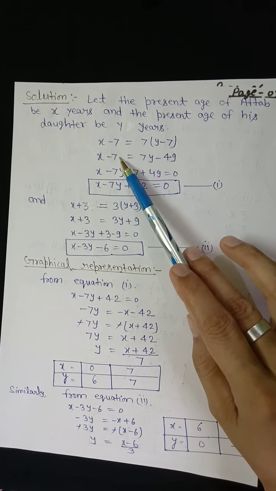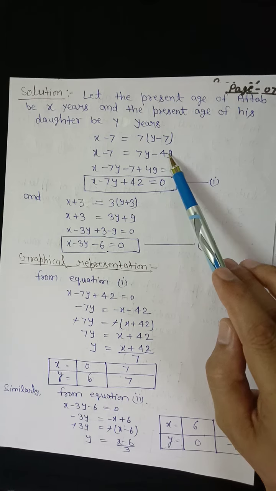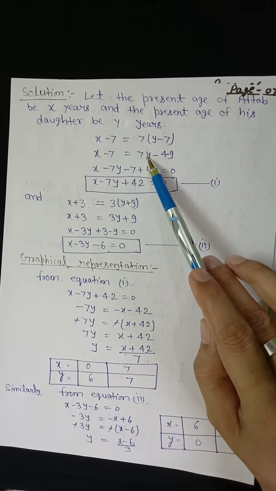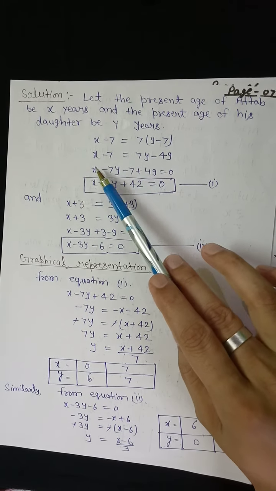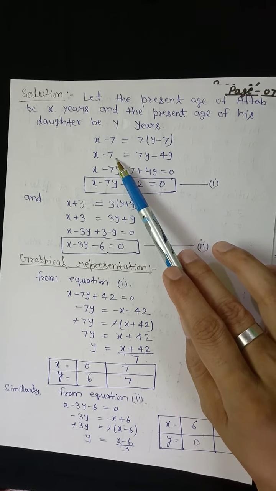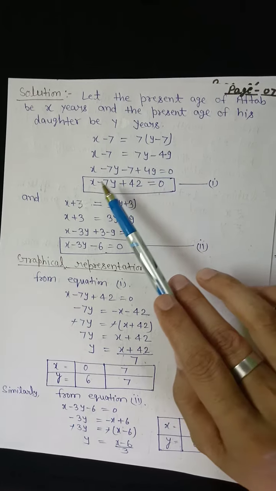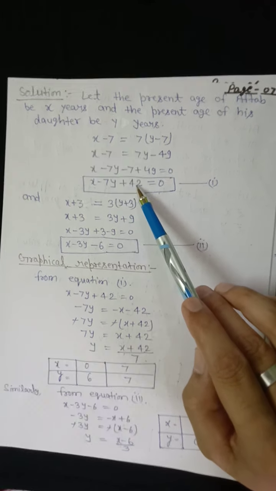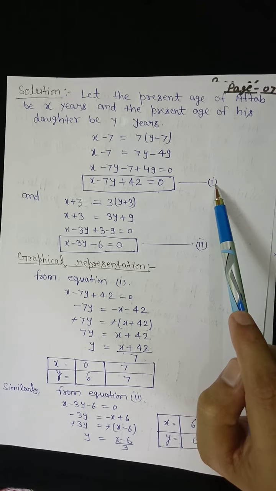x minus 7 equal to 7y minus 49. Taking 7y to this side, x minus 7y, and minus 49 also taking to this side, plus 49. Therefore, x minus 7y plus 42 equal to 0. It is the first equation.